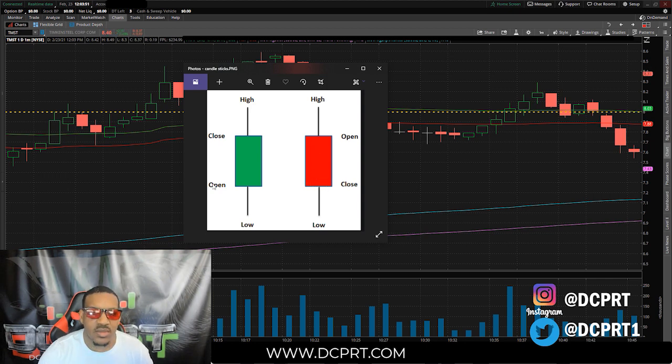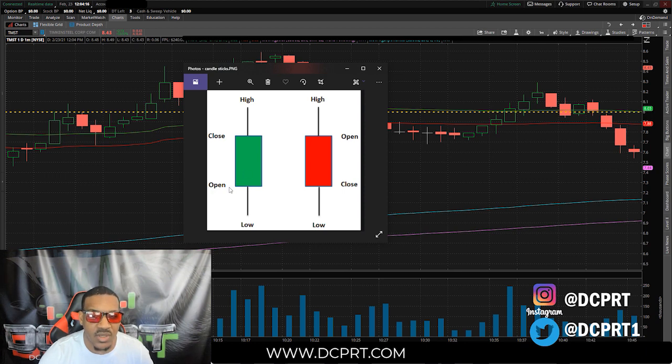Get it? So say if the candle opened up right here, right? But then the stock dropped. It started dropping. Then this green candle would be this red candle, because if it goes under this open, it's red now. If it goes higher than this open, it's green. It's common sense.